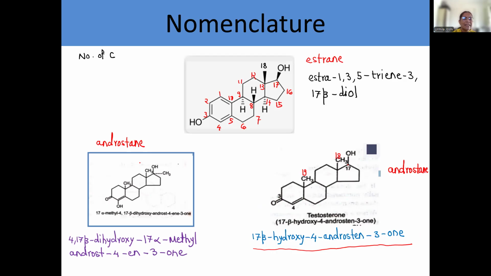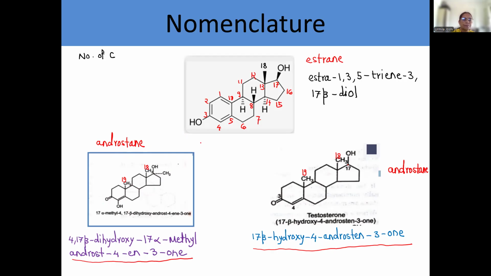Coming to a slightly more complicated structure. Again, here, don't count this methyl group, because after C19 steroid, there is no C20 steroid. It is directly C21. And therefore, this is 18, this is 19. Consider it as C19 derivative androstane. So first, the parent chain is androstane, androst-4-ene-3-one, or 4-androstene-3-one.